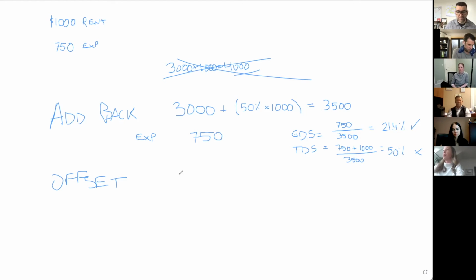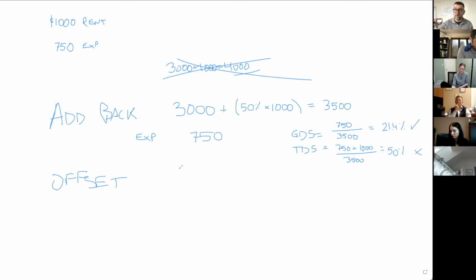Okay, so offset. In terms of an offset, what we're going to do is completely different. We're not dealing with one side of the equation or the other. We're actually going to delve into the rental property. With an offset, the reason that we're doing that is because the offset is going to form either an income or a monthly liability. So I'll let that sink in for a little bit.